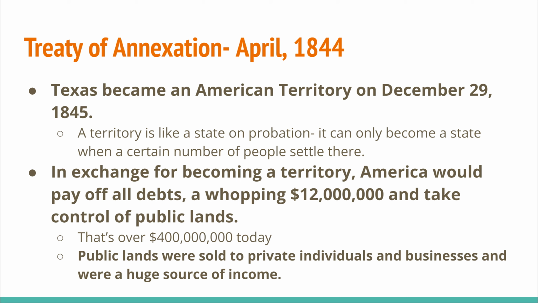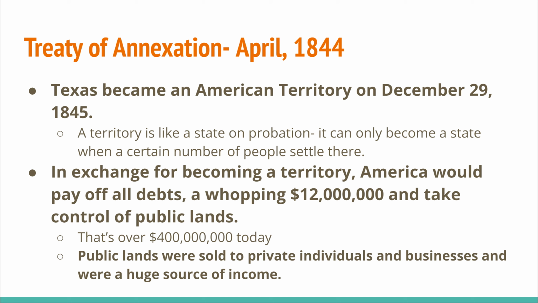So the first thing we're going to start off with is the Treaty of Annexation in April of 1844. Texas is going to become an American territory, which isn't the same as a state, on December 29th, 1845. A territory is basically like a state on probation. It can only become a state after there's a certain number of people that settle the state.